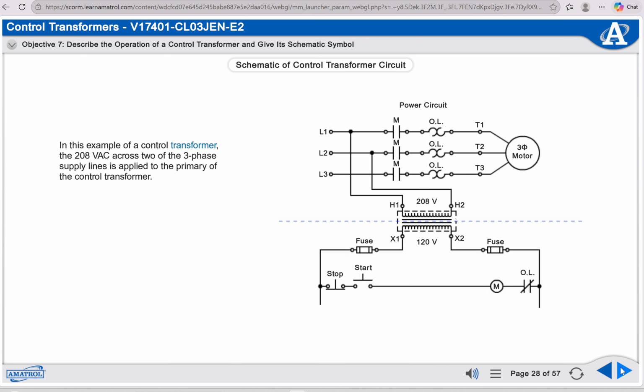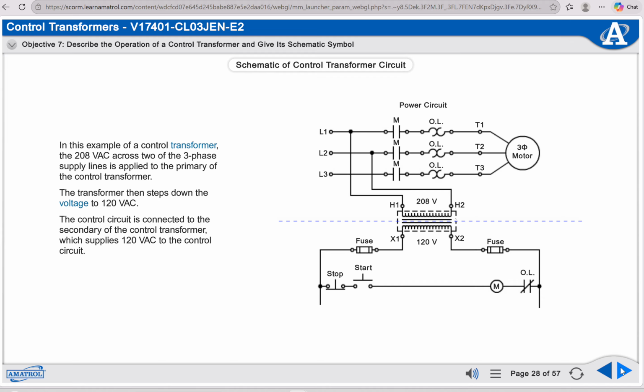In this example of a control transformer, the 208 volts AC across two of the three-phase supply lines is applied to the primary of the control transformer. The transformer then steps down the voltage to 120 volts AC. The control circuit is connected to the secondary of the control transformer, which supplies 120 volts AC to the control circuit.